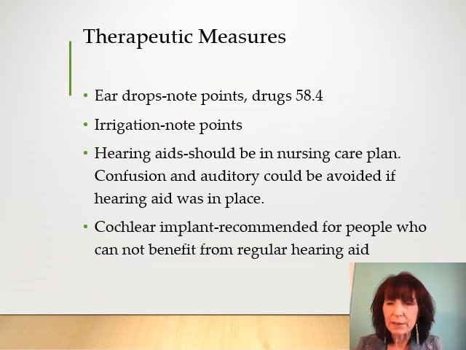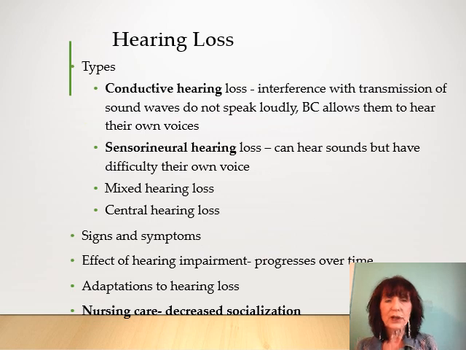All right, let's move on to hearing loss. So, different types of hearing loss. Again, we're going to talk about conductive hearing loss, which interferes with transmission of sound waves. If they have conductive hearing loss, don't speak loudly, because bone conduction allows them to hear their own voices. Just think about yourself. You can hear yourself. You're vibrating your own bones. Bone conduction, they can hear their own voice, and that's indicative of conductive hearing loss.